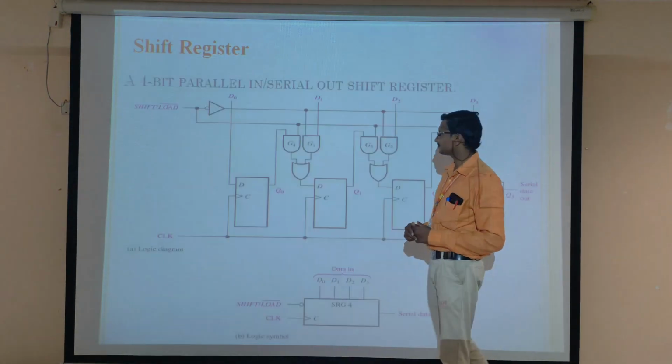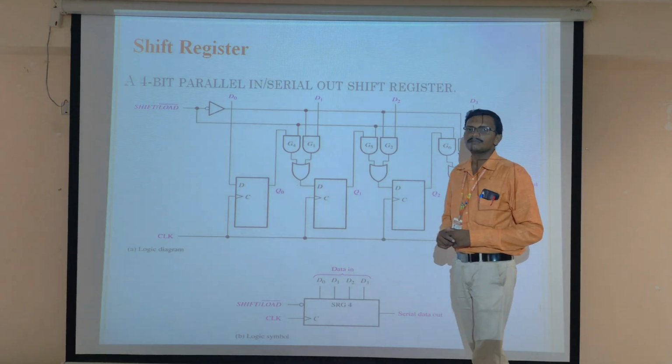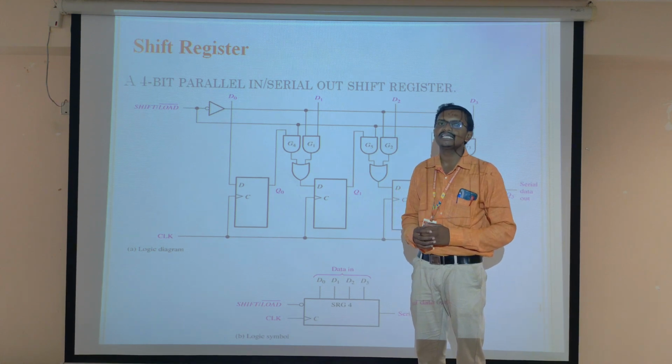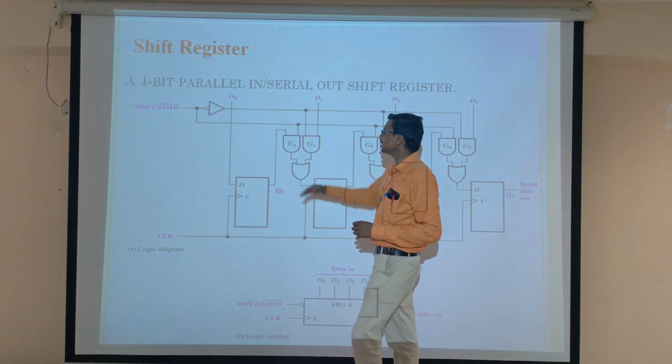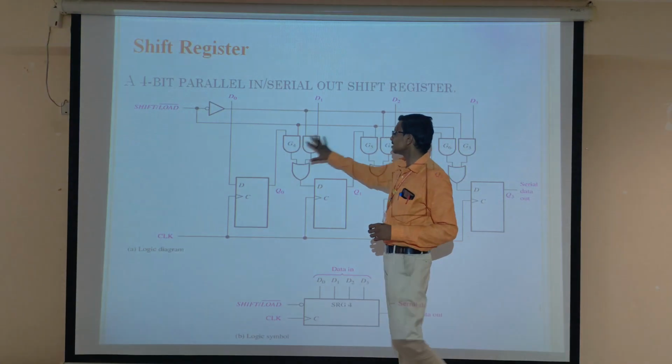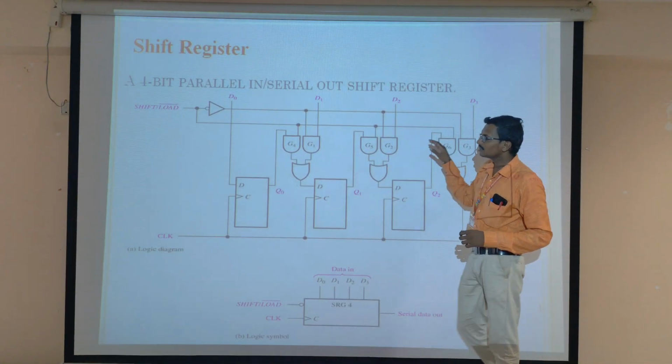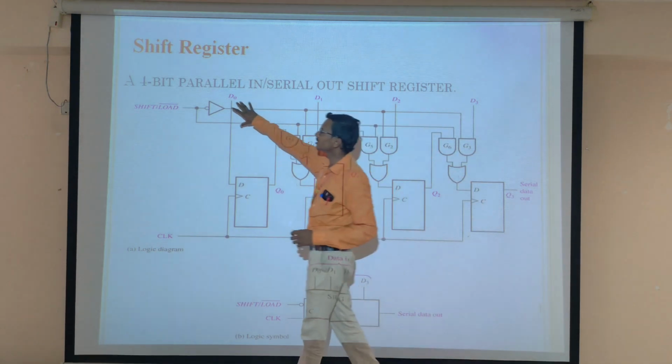The next type of shift register is called parallel in, serial out. We apply the input in parallel, and it produces the output in a serial manner. Here this is the parallel processor. This is also one type of parallel processor, and this is also one type of parallel processor. Here we are going to apply the shift and load concept.